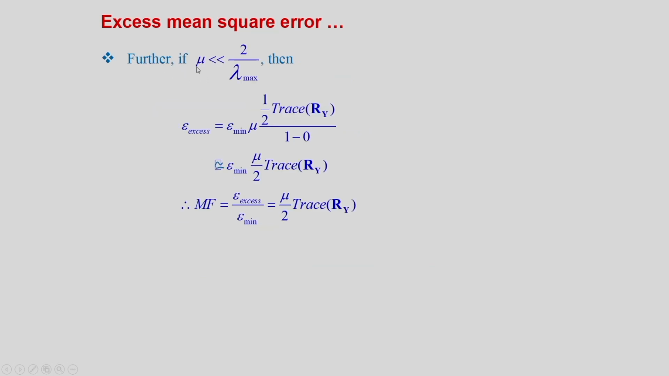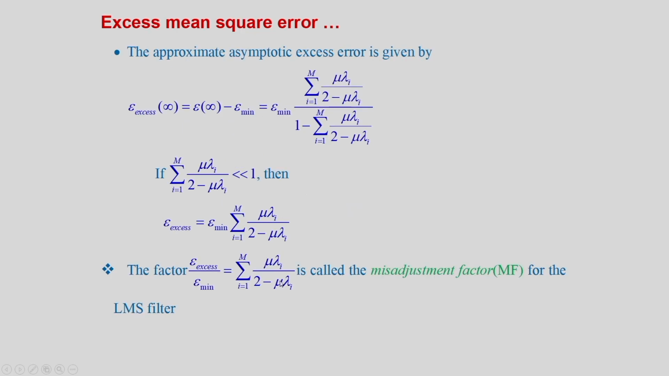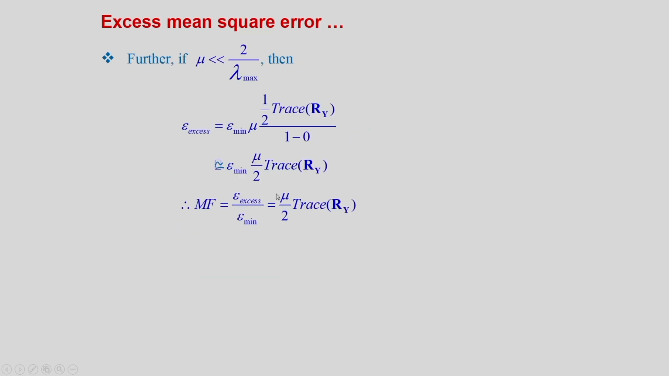Further, if mu is much less than 2 by lambda max, then excess mean square error can be approximated by this relationship epsilon min into mu by 2 into trace of Ry, because here this term becomes 1 and this becomes summation lambda i, and which is equal to trace of Ry matrix. So, that way misadjustment factor will be now mu by 2 into trace of Ry. This is the misadjustment factor for the LMS filter.